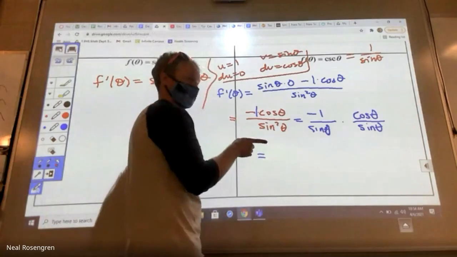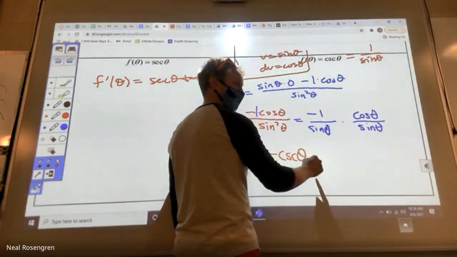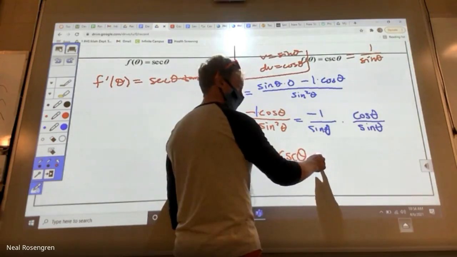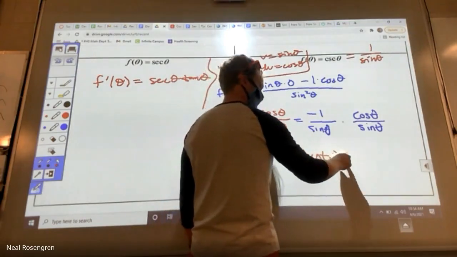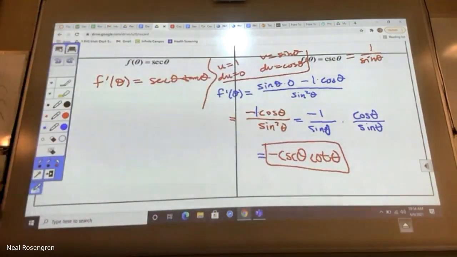So what do we get? Negative cosecant. Oh, it's cotangent. What did I say about cotangent? There it is. Very nice. I knew cotangent, but I didn't know.